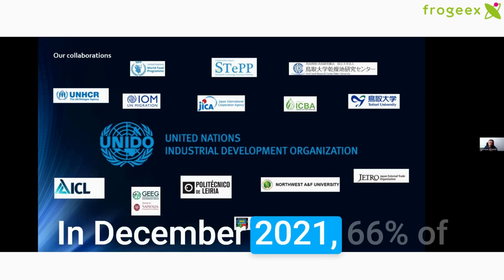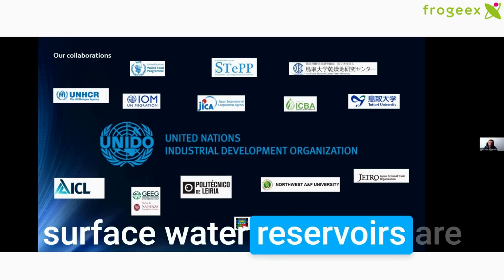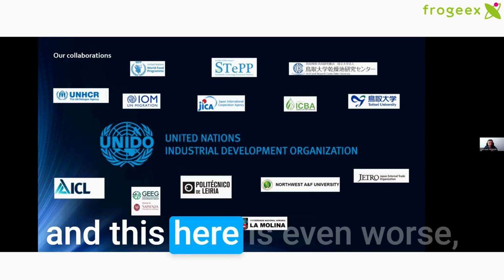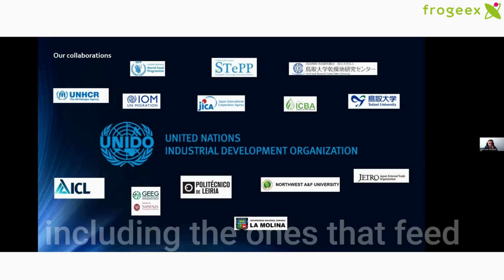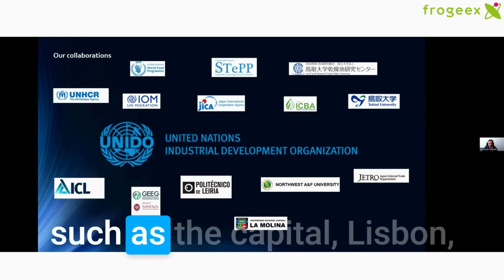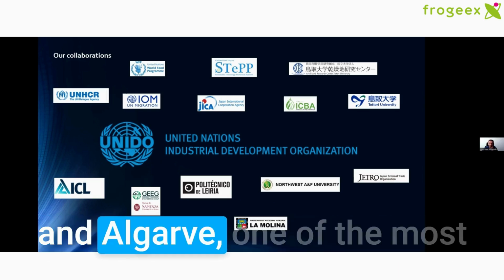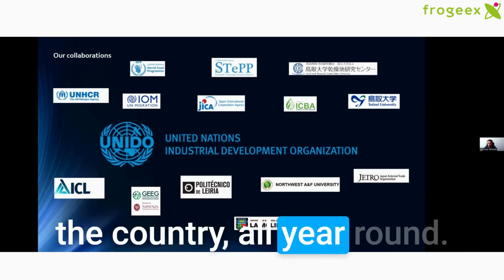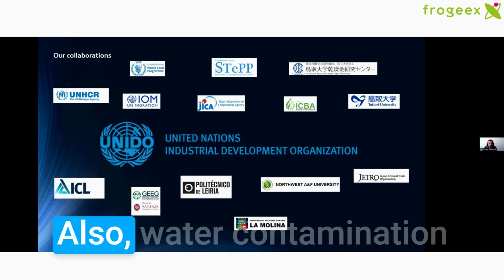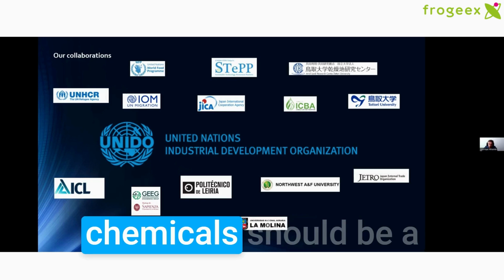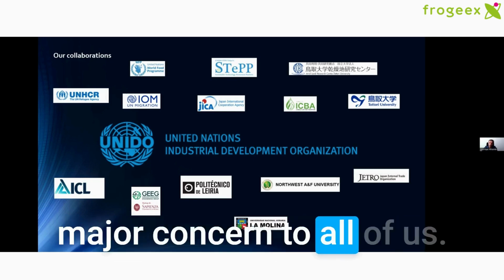In December 2021, 66% of surface water reservoirs are below their average value, and this here is even worse, including the ones that feed the largest populated area, such as the capital, Lisbon, and Algarve, one of the most important touristic regions in the country all year around. Also, water contamination with pesticides and other chemicals should be a major concern to all of us.